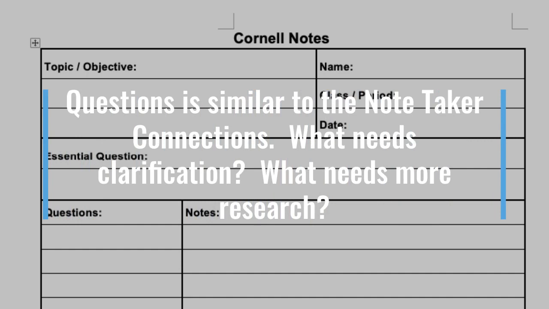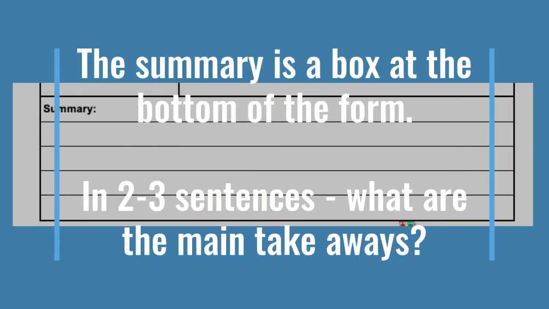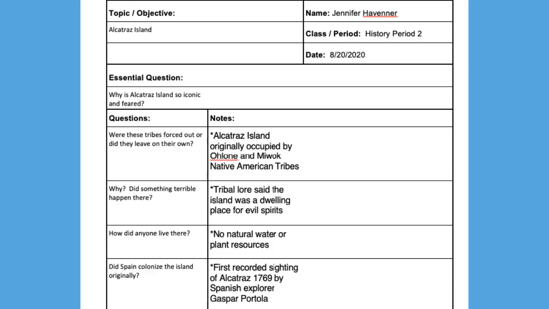Questions is similar to the note taker connections. What needs clarification? What needs more research? The summary is a box at the bottom of the form. In 2 to 3 sentences, what are the main takeaways? Here's a sample I filled out for you using that same information that I used on Alcatraz Island. You can see I filled in the header, my name, the history, period 2, it's the date. Then I put my notes and my facts under notes, and I asked those questions under questions.